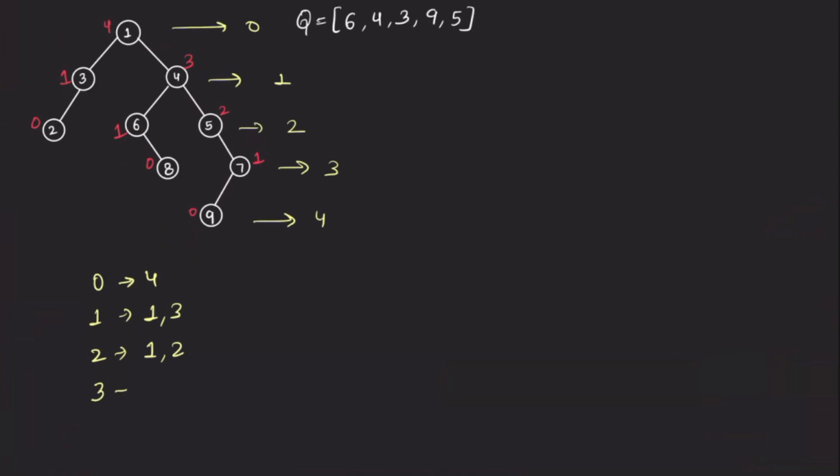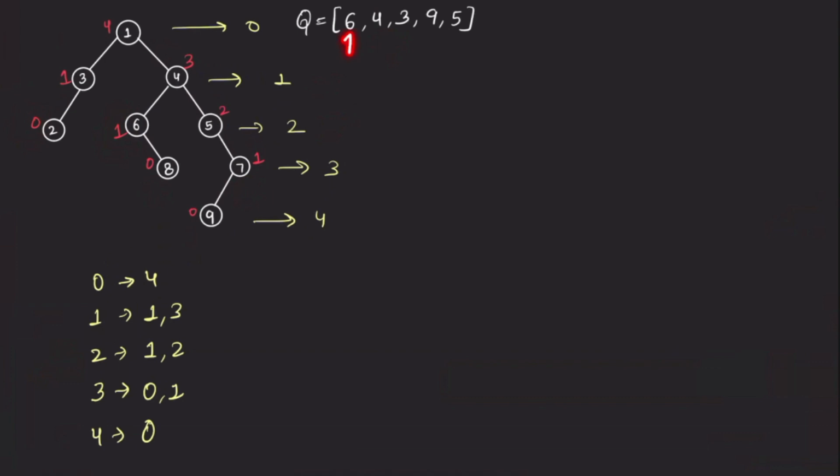Then for level 3, we have only two nodes with heights 0 and 1, so it will be 0 and 1. For level 4, we have only one node with height 0, so we will keep it as 0. Now we have all this information: the height for all the nodes, the depth or level of all the nodes, and the largest and second largest height for all the levels. We will try to find the answers to these queries.